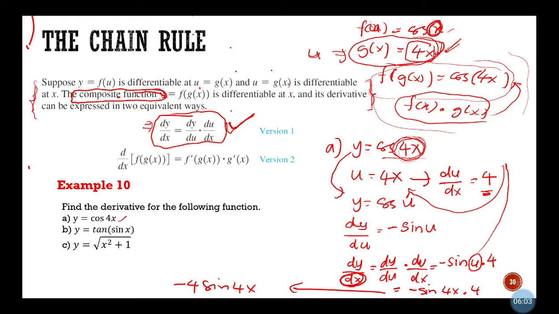Okay, I'm going to show you the second method. Second method ni version 2. Yang ni lagi laju, because within one line you can solve.